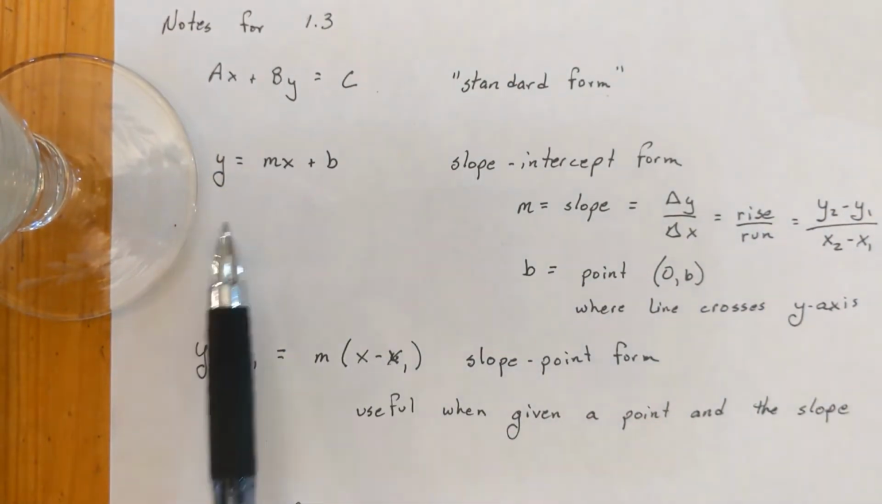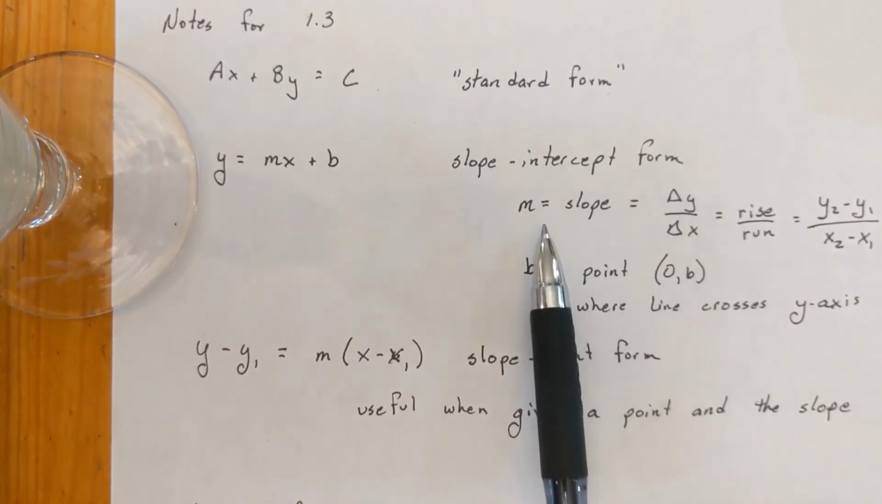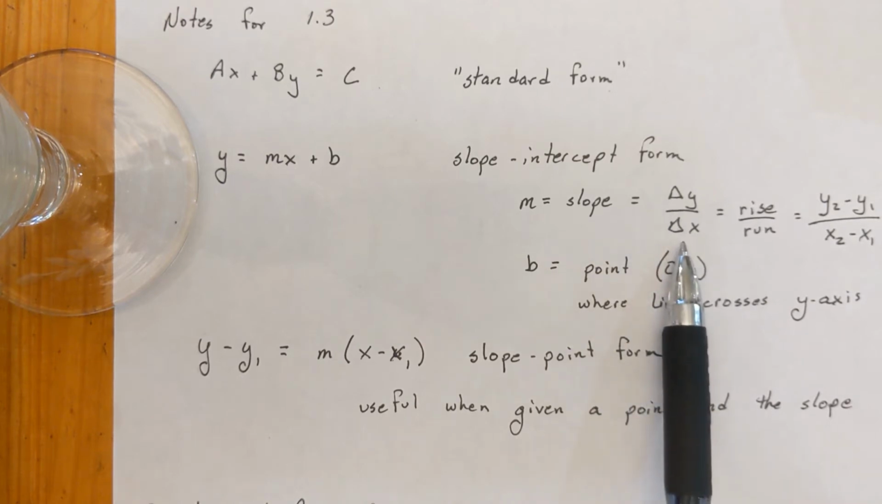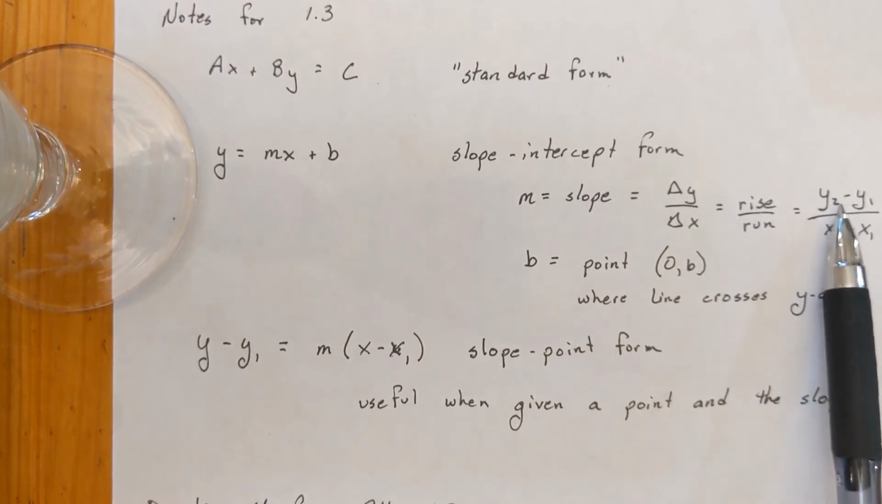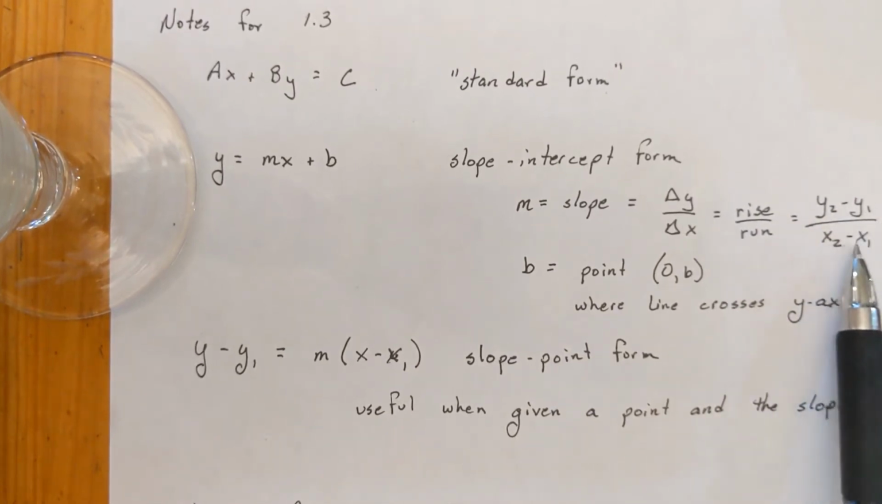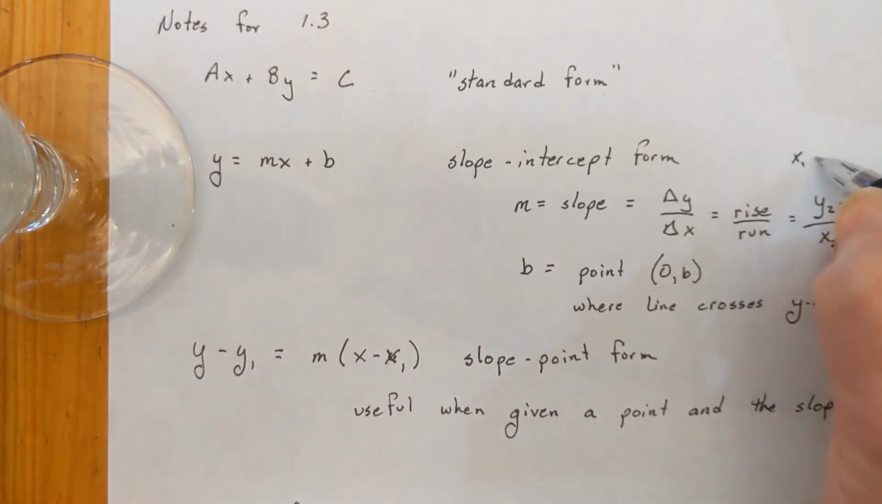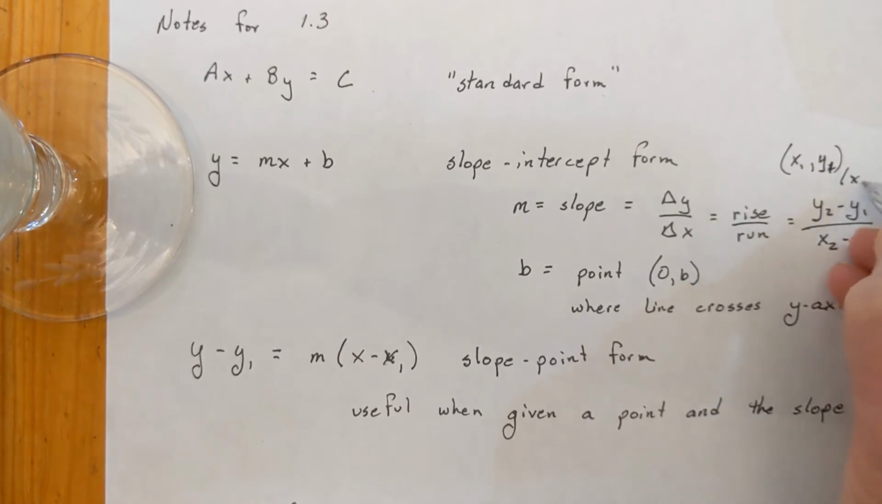This is our old familiar y equals mx plus b. This is called slope-intercept form. M is the slope. The slope is, this is a delta, a little triangle symbol, the change in y over the change in x, which we also know as the rise over the run, which is also y2 minus y1 over x2 minus x1, where x1, y1 is one point, and x2, y2 is the second point. So we can find the slope.